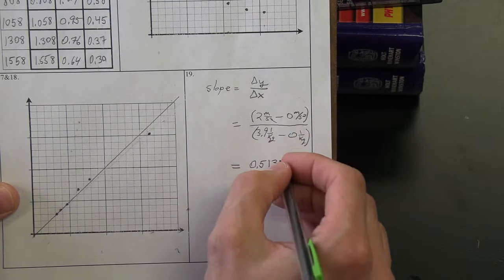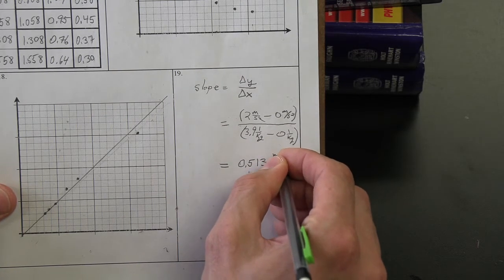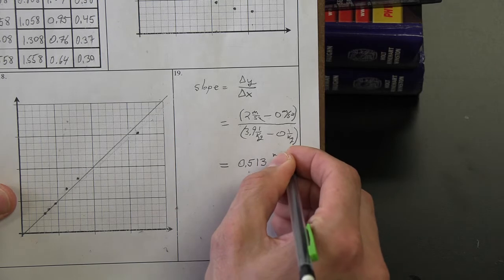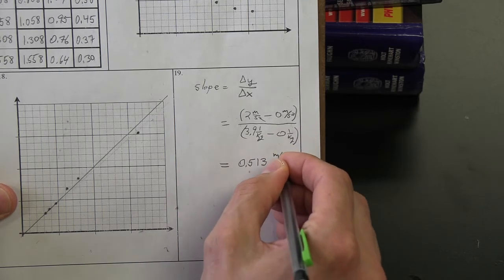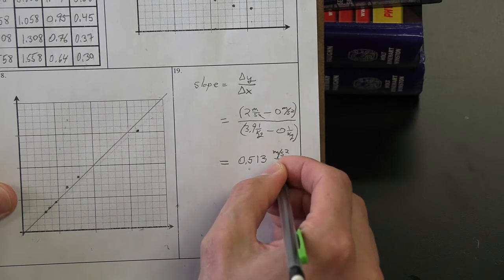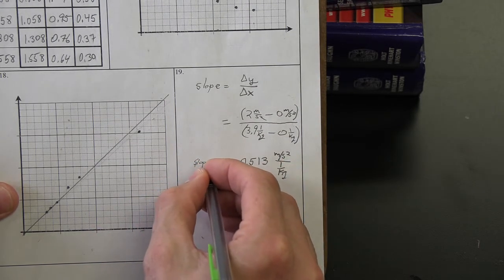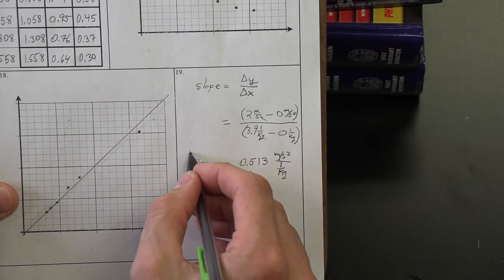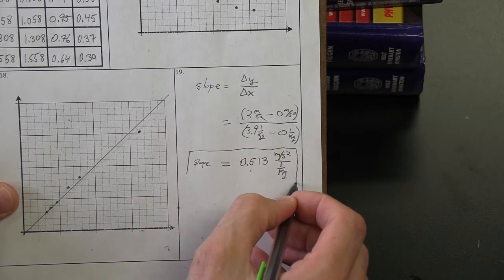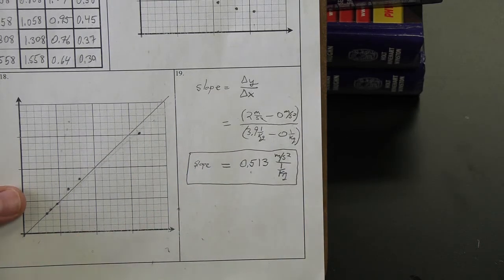And then my units, again, if you're confused about units, just leave them all. I've got meters per second squared in the top and 1 over kilograms down here. Okay, and there it is. The slope equals that value. You're going to have your own, but that's how you do it.